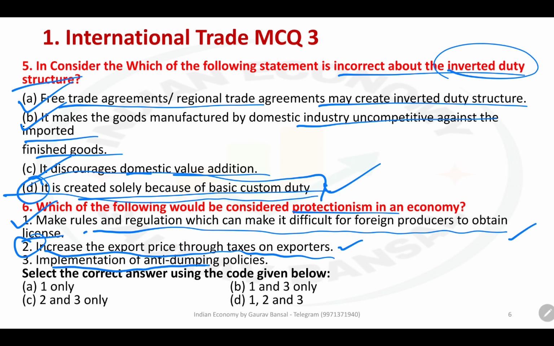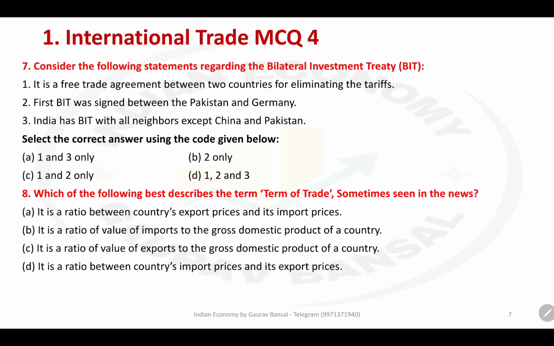Implementation of anti-dumping policies. Well, according to the WTO, implementation of anti-dumping policies is the right of a country, and the country is well within its rights to do so, and that would not be termed protectionism. So the answer is one only, A. Next question.